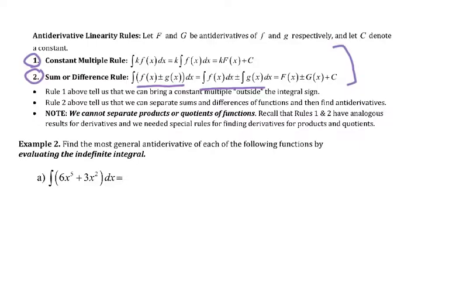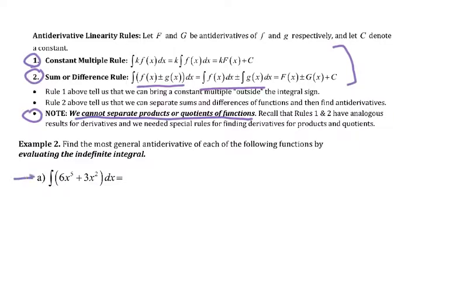Now, I have this here. We cannot separate products. We cannot separate quotients. And if you think about it for a minute, I hope that makes sense because we had special rules for finding the derivative of a product or the derivative of a quotient. Remember the product rule, the quotient rule. So we need special rules for undoing those things.